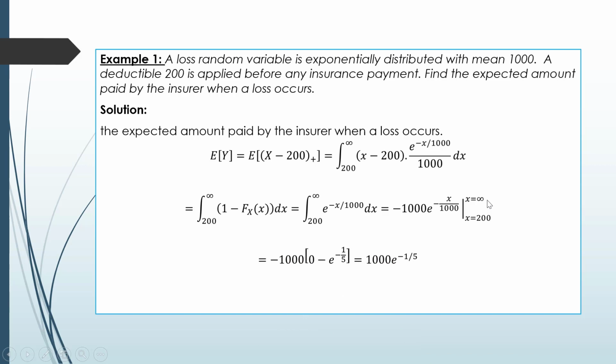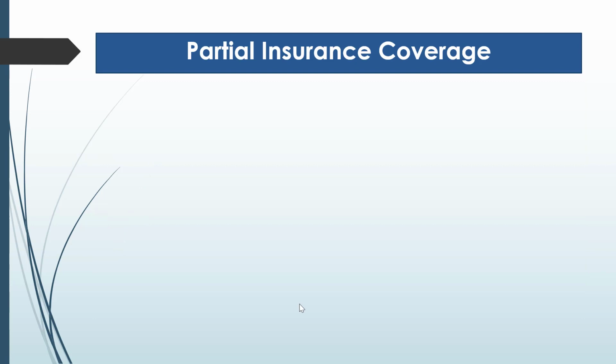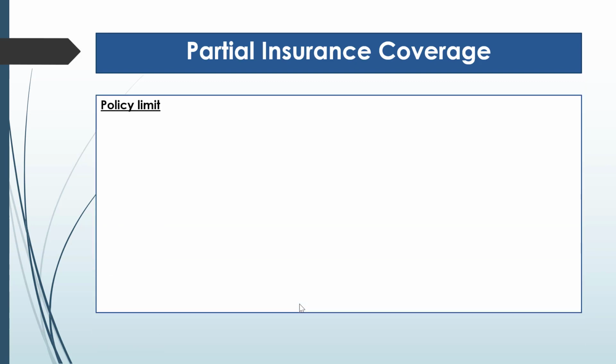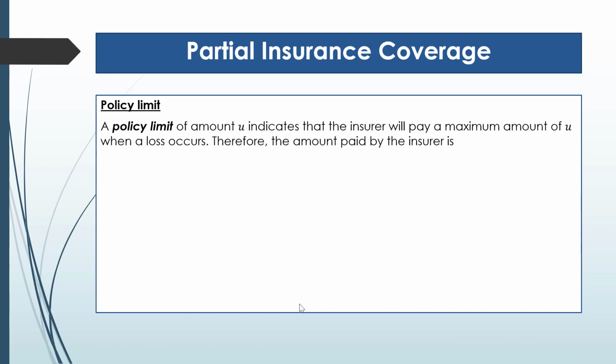And the answer is 1,000 e to the negative 1/5. The second type in partial insurance coverage is to use a policy limit. A policy limit of amount U means that the insurer will pay a maximum amount of U when a loss occurs. Therefore, the amount paid by the insurer, Y, is X if X is less than or equal to U, and Y is U if X is greater than U.